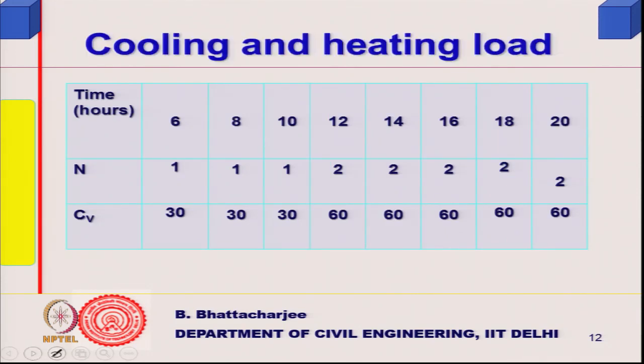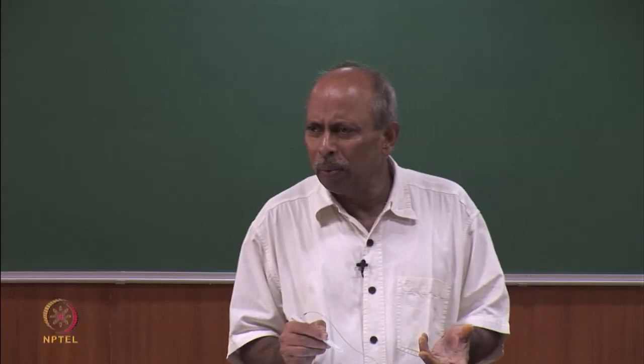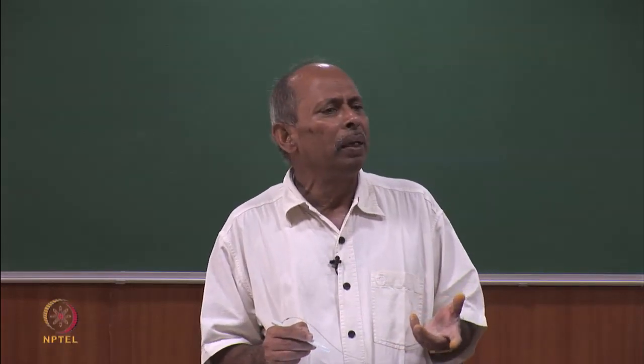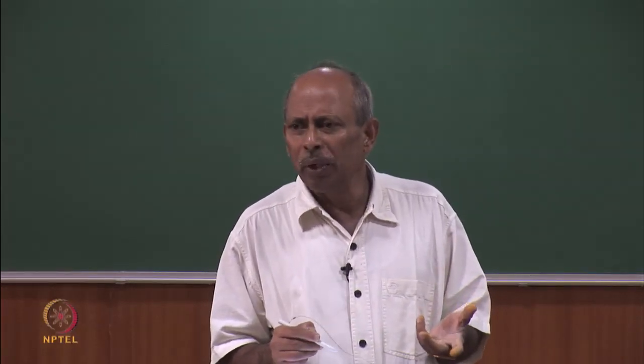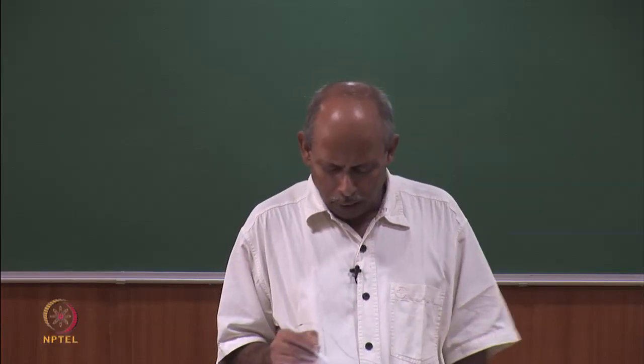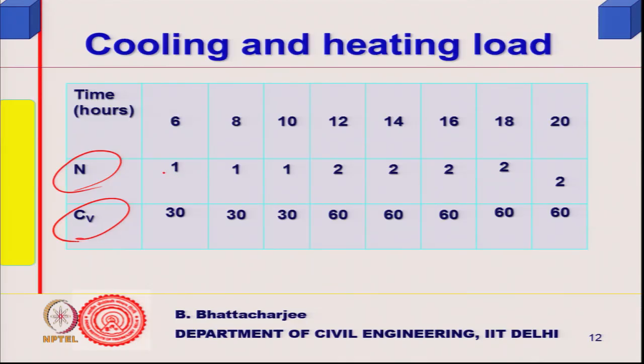So you actually have to calculate out, n is known, Cv. So n into room volume, which was 90 meter cube, I think, 6 into 5 into 3, 90 meter cube was the room volume. So 90 by 3 into 1 is 30, 90 by 3 into 2 is 60. So Cv values are obtained accordingly.